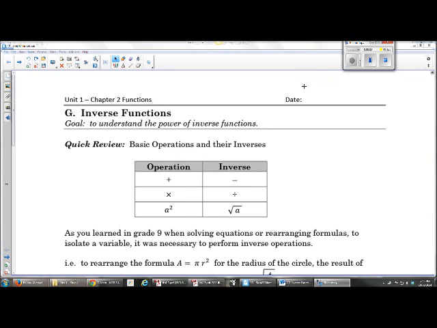Hi, welcome to lesson 2G, inverse functions. The goal of today's lesson is to understand the power of inverse functions.